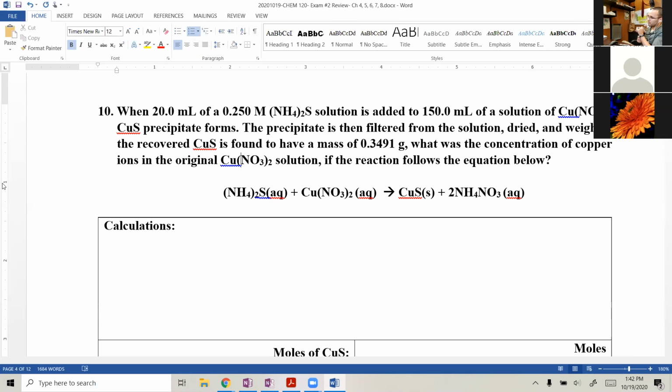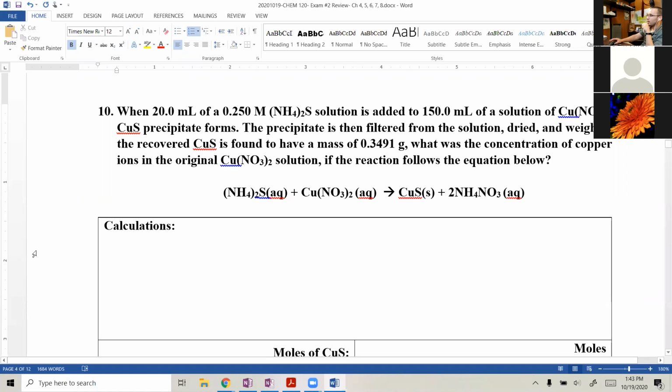Does this involve writing the complete ionic equation and then finding like moles per liter? So it can. At the end of the day, there's two different pathways of how you can figure out what's going on. You don't necessarily have to have the net ionic or the complete ionic, but you do have to understand what's going on for that precipitation.